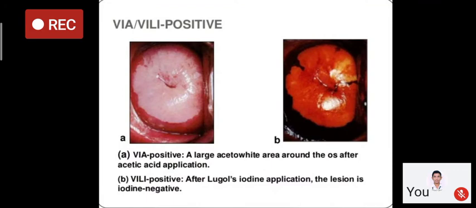So this is how it looks. Abnormal area: the first one is after application of acetic acid, a large acetowhite area around the external os at the region of the transformation zone after acetic acid application. And the VILI positive, the second slide B, after Lugol's iodine application, the region is iodine negative. So they are opposite. The acetowhite is abnormal. Here, the light brown is important.